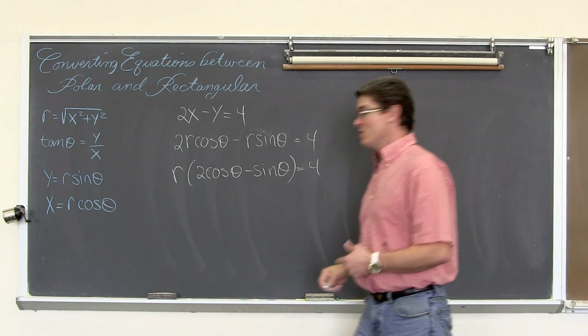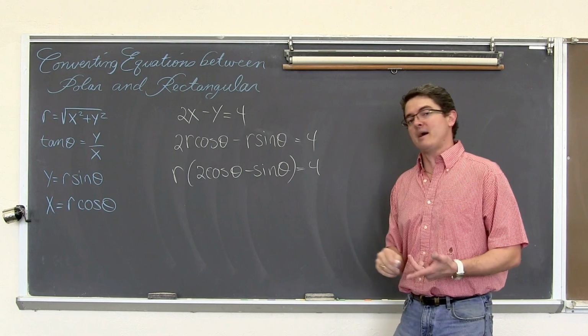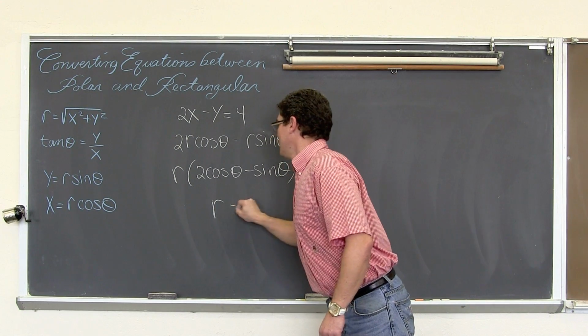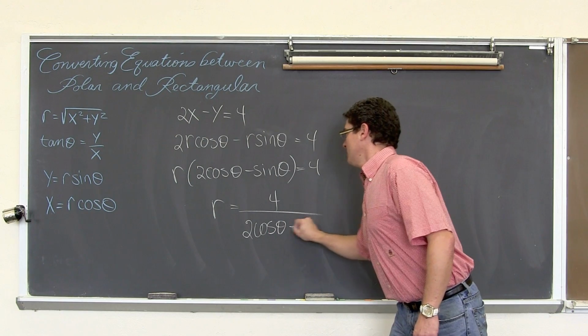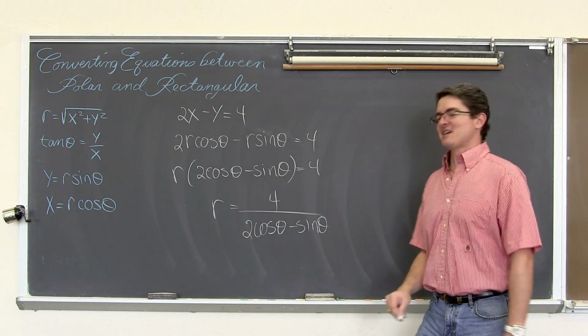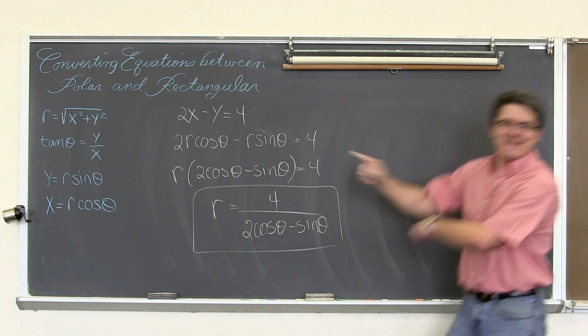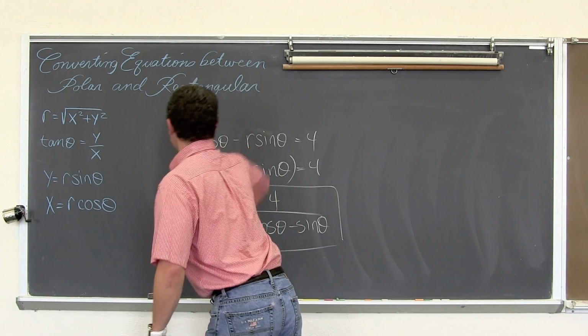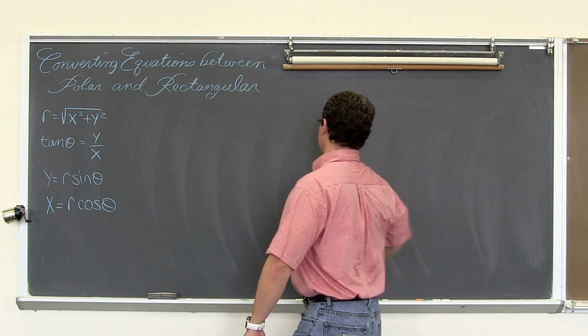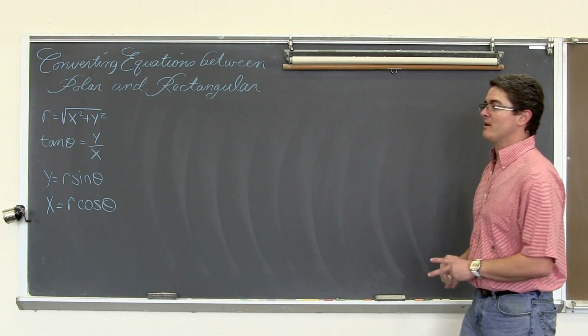And to get r in terms of theta, divide everything by this big long parentheses. r equals 4 over 2 cosine theta minus sine theta. Bam! Okay, another couple of examples. This next one is going to be very, very quick. And this video is getting a little long, so you probably appreciate that.